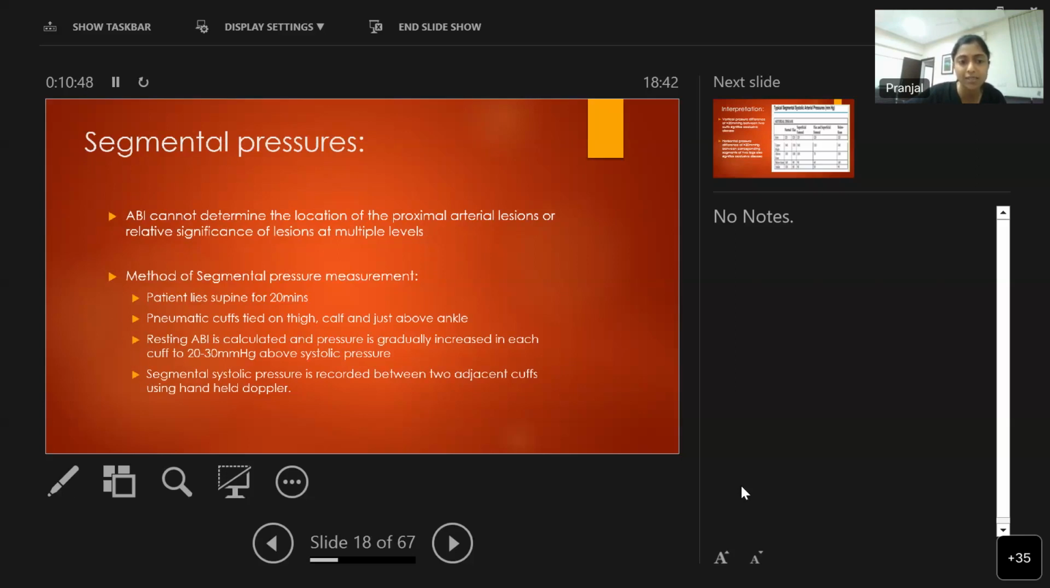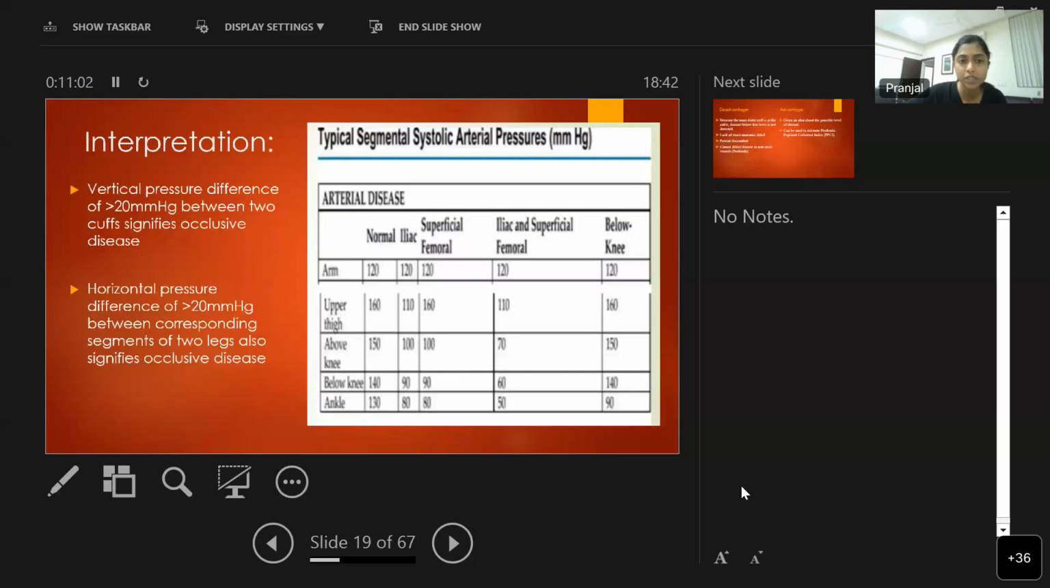A resting ABI is calculated and the pressure is gradually increased in each of the cuffs to 20 to 30 millimeters of mercury above the systolic pressure. The segmental systolic pressure is recorded between the two adjacent cuffs using a handheld Doppler. Interpretation wise, if the vertical pressure difference between two cuffs is more than 20 millimeters of mercury, it signifies a significant occlusive disease. It is similar between the two legs also.